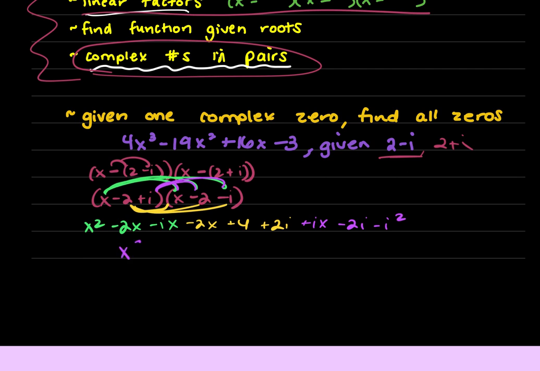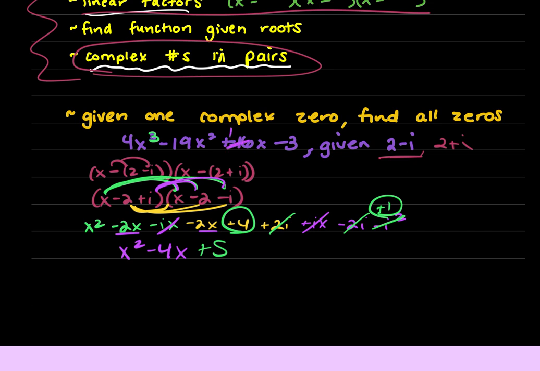So I get x squared minus 4x. The ix and the positive ix cancel out. The 2i and the negative 2i cancel out. And that minus i squared becomes minus a negative 1, or plus 1. So 4 plus 1 is 5. Now that's 2 of the roots. So in order to find the remaining one, because there would be 3.